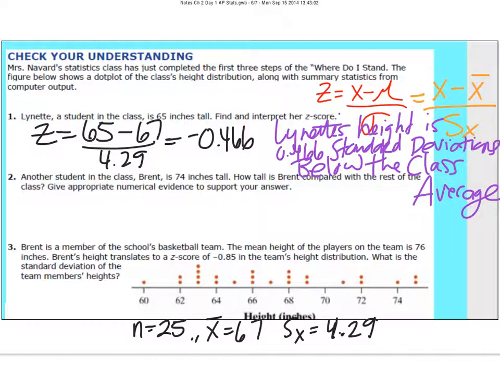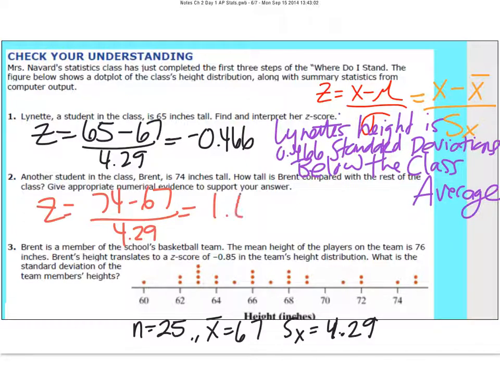Now there's another student, Brent. He's 74 inches tall. How tall is Brent compared to the rest of the class? And give an appropriate numerical calculation. Easy enough, we're just going to compute Brent's z-score. So his z-score is going to be 74 inches minus 67 over the standard deviation of 4.29.